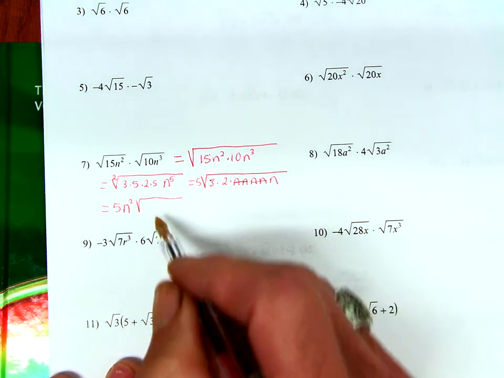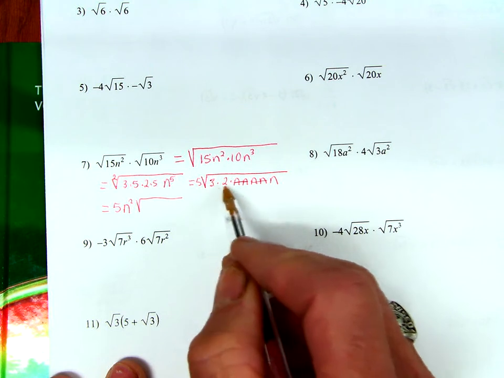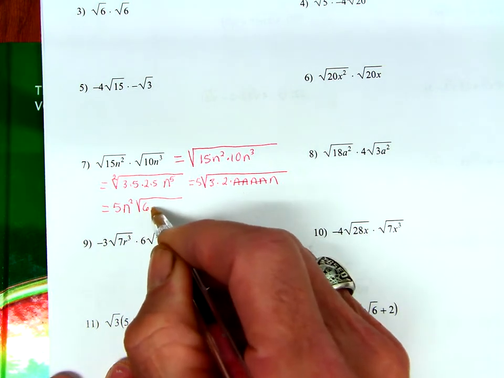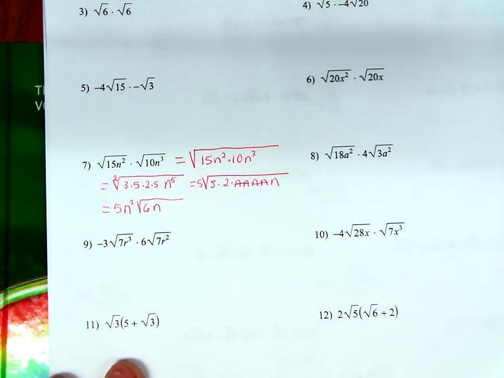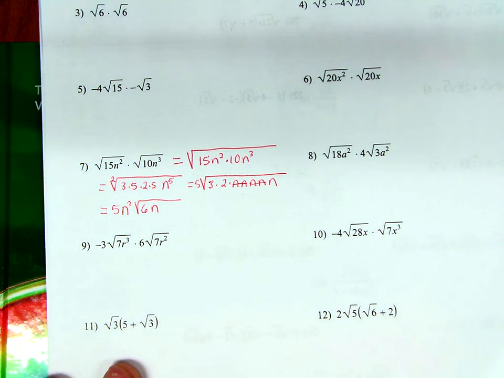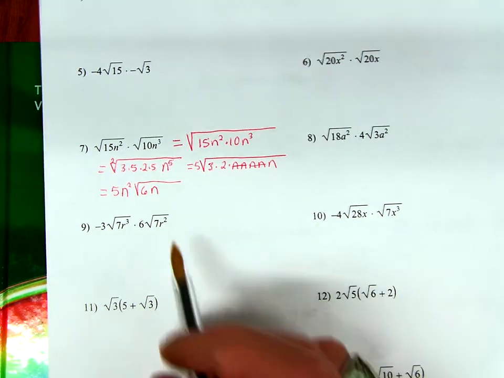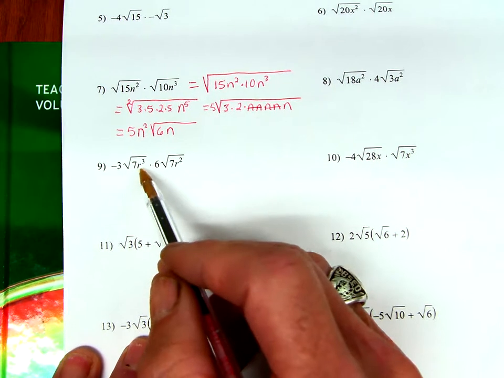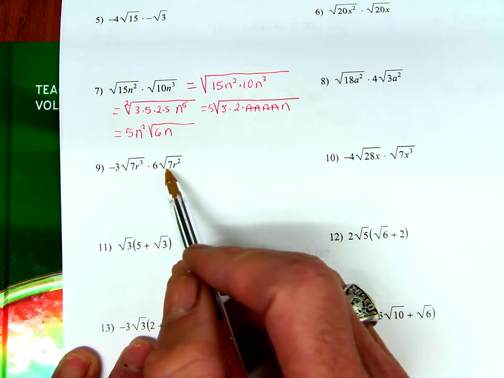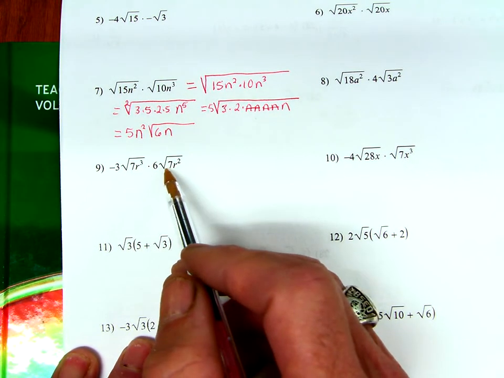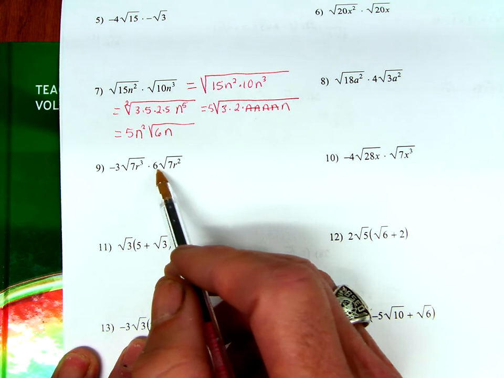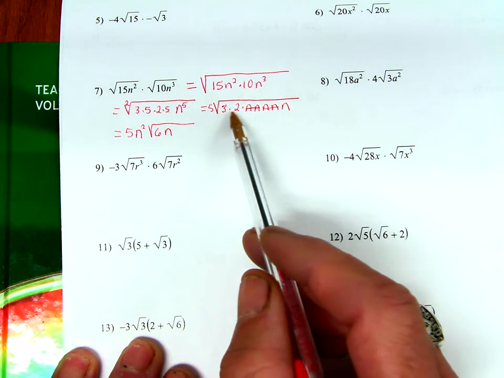3 times 2 is 6. This cannot be reduced any farther. And we have a single n left on the inside. Bada boom, bada bing, that's it. Right below this, we can do some from the beginning, or we can spread it all out like we did right here.